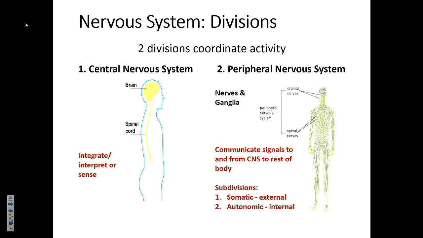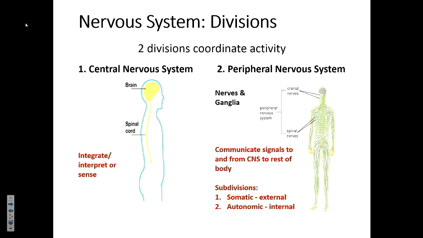All right. Next system we have is going to be the nervous system. When we talk about the nervous system, we want to make sure that you understand the two divisions. For our intents and purposes, we're talking about the central nervous system, which is made up of the brain and the spinal cord, and the peripheral nervous system, which essentially is everything else. It communicates signals to and from the central nervous system to the rest of the body. In red is the main function of the peripheral nervous system.